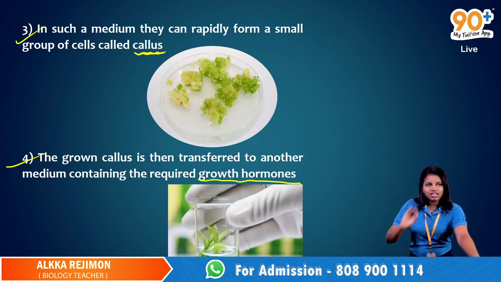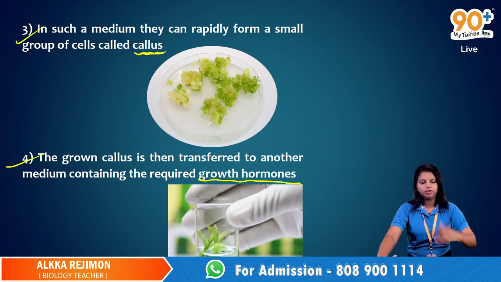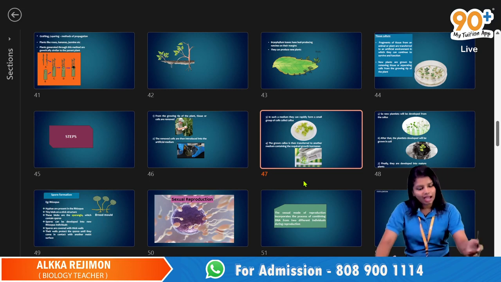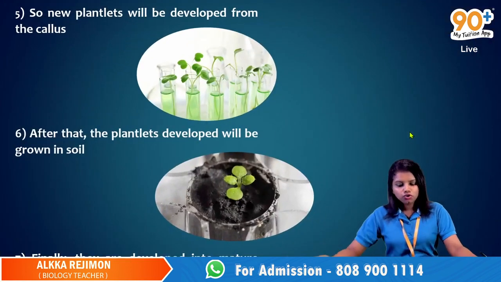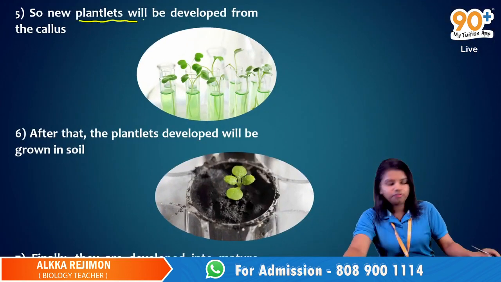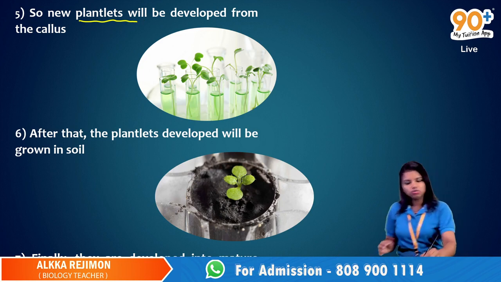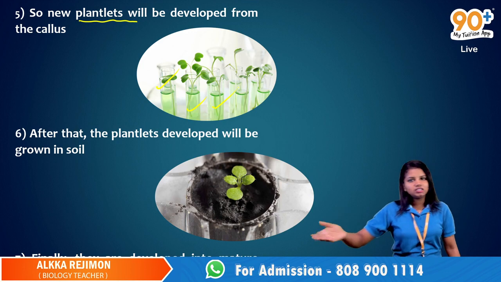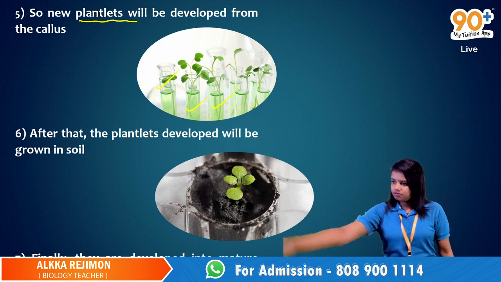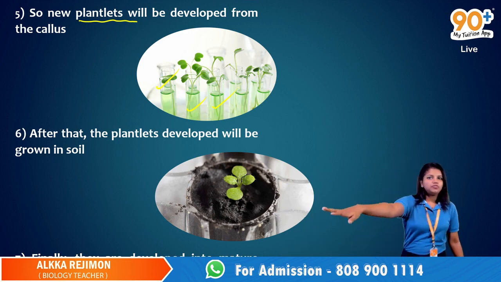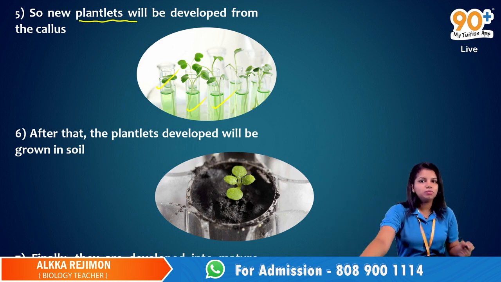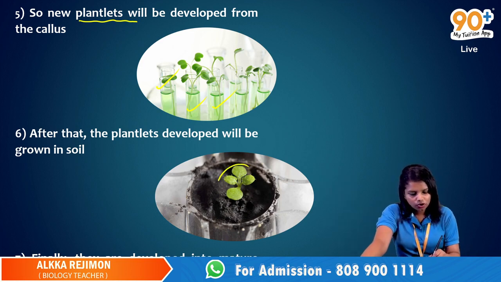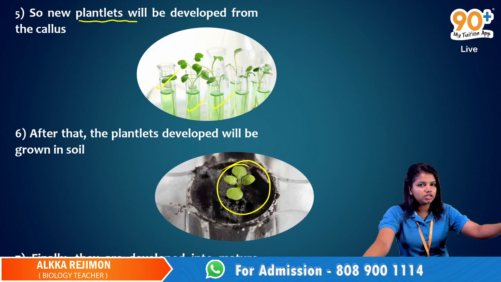When we take this callus into a medium with enough growth hormones, you can see a new plant develops from it. So new plantlets will develop from the callus. So from each callus, small plantlets will develop. And after the plantlets develop, they will be grown in the soil. We can take each of those plantlets and plant them in the soil.